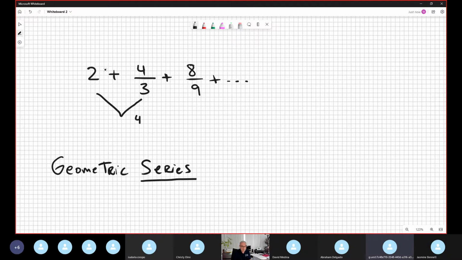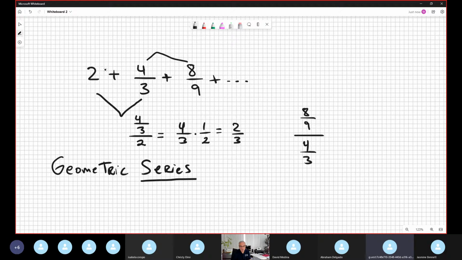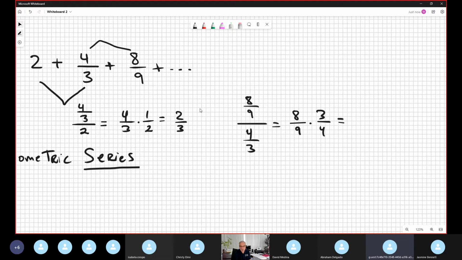If you divide 4/3 by 2, it is 4/3 times 1/2, which is 2/3. Very well. To double check, if you divide 8/9 by 4/3, it is 8/9 times 3/4. We can simplify a little bit: 4 divided by 4 is 1, 8 divided by 4 is 2, 3 divided by 3 is 1, and 9 divided by 3 is 3. It's 2/3 again. Wow, fantastic. I determined that the common ratio is 2/3.